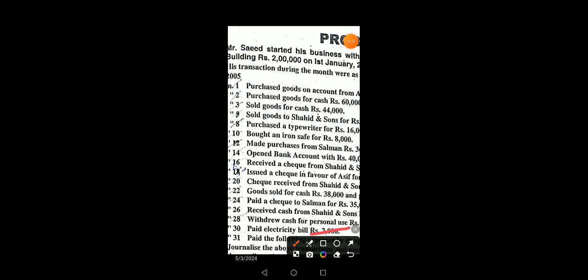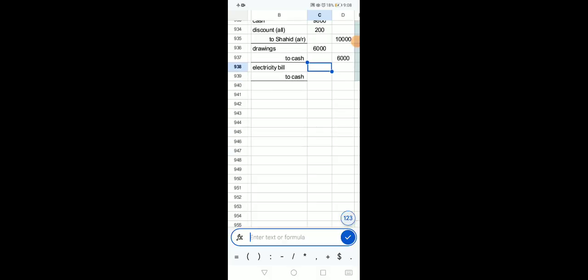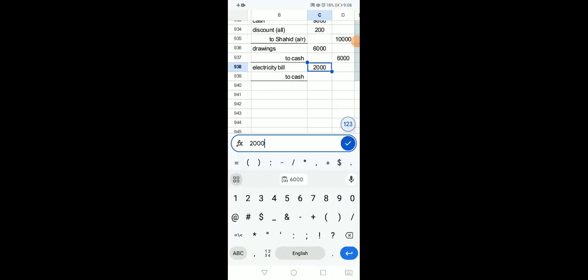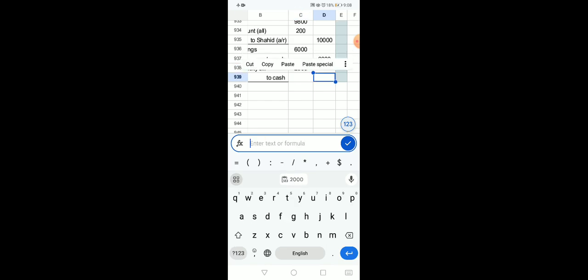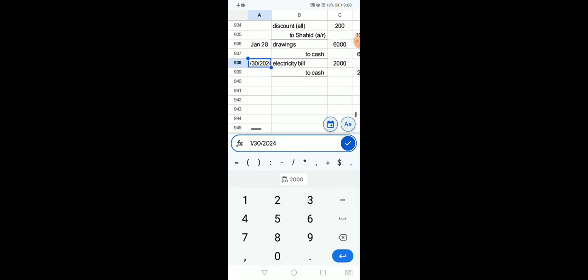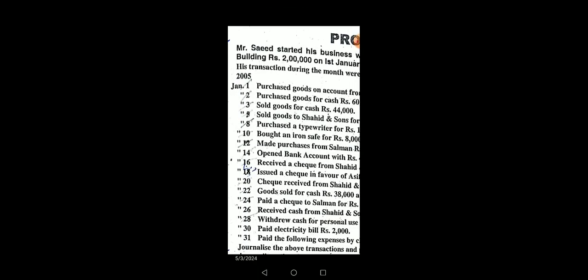That is 2,000. All right, so put 2,000 on the debit side, and the same amount will be written on the credit side as well. This way you have completed your January 30th entry. Let's see if we have another entry. Yes, that is January 31.